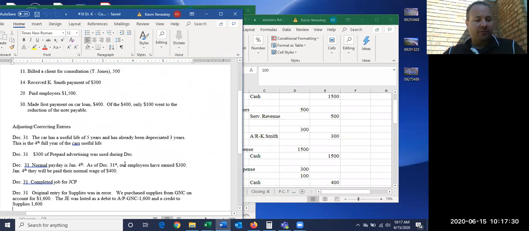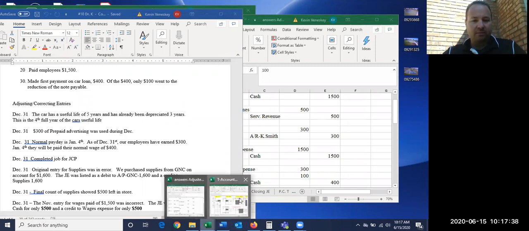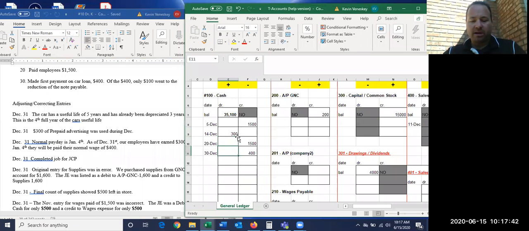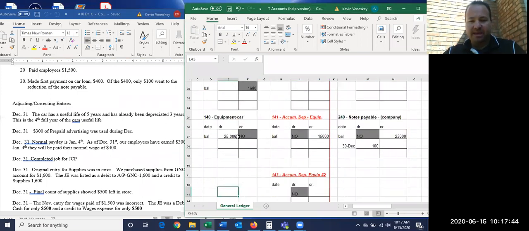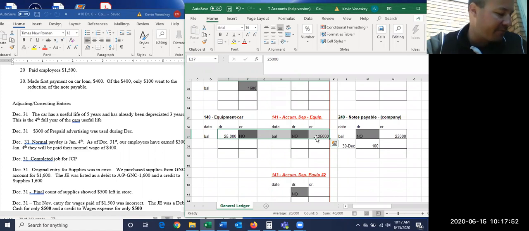Right? So our first thing, we're going to deal with the use of our car. So we go back to our car T account. I'm going to pull this up as well. Remember how I had said I just kind of made a guess. If we had a balance of 25,000 and a current depreciation of 15, it's probably going by 5s.